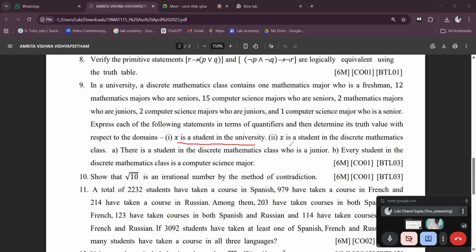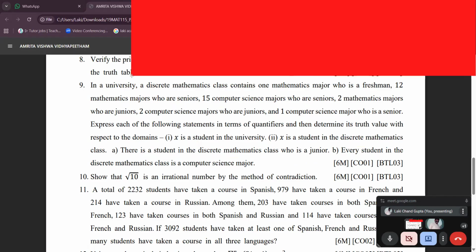X is a student. X is a student in discrete mathematics. There is a student who is a major. Every student in the discrete mathematics. So you have to express all these in quantifiers and determine the truth value. No, no, no. Need not write. Just express. You are not going to prove.